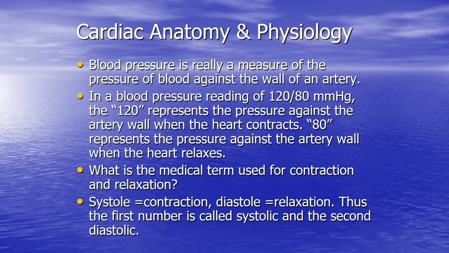While we're on the subject, we can talk a little bit about blood pressure. Blood pressure is a measure of the pressure of blood against the walls of an artery. It has nothing to do with heart rate. A lot of people get them confused. In a blood pressure reading of 120 over 80 millimeters of mercury, that's what mmHg stands for, 120 represents the pressure against the artery wall when the heart contracts. 80 represents the pressure against the artery wall when the heart relaxes.